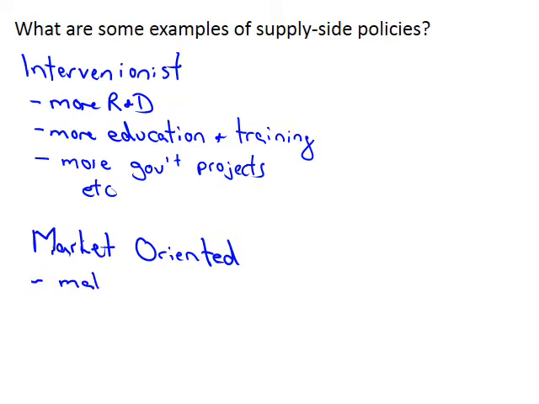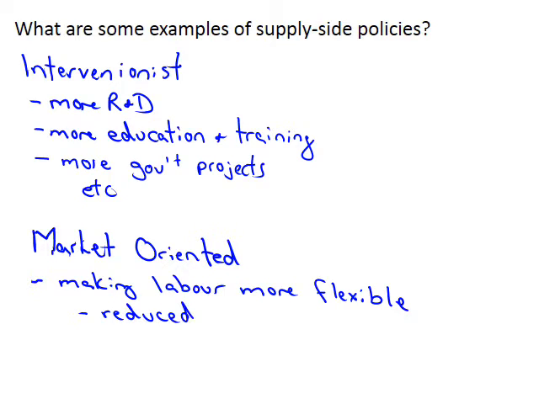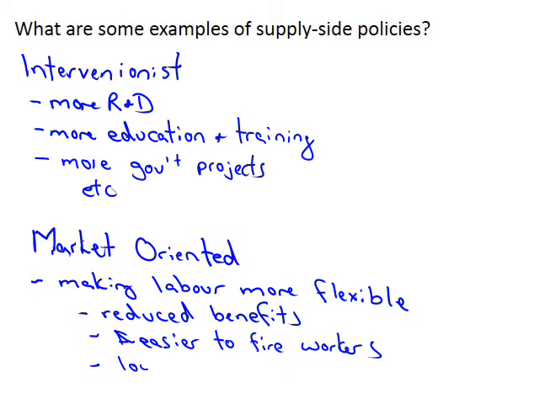Market-oriented could be things like making labor more flexible. So things like reduced benefits, easier to fire workers, lower income taxes.